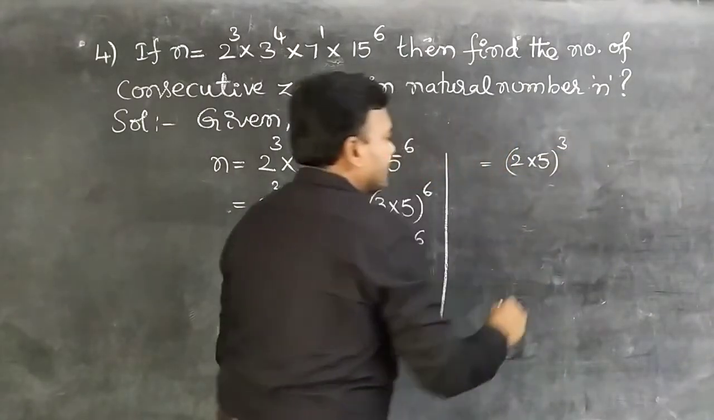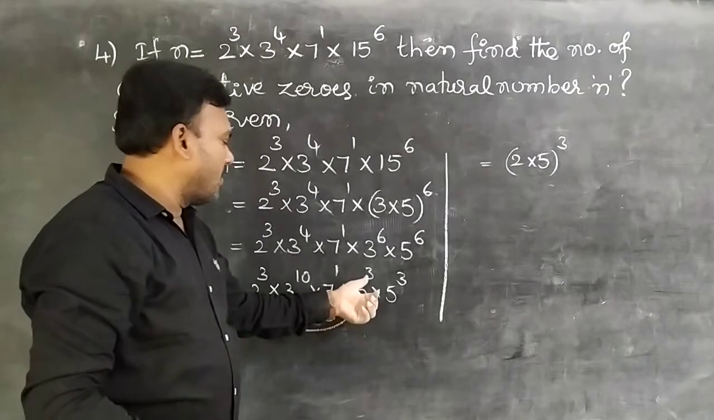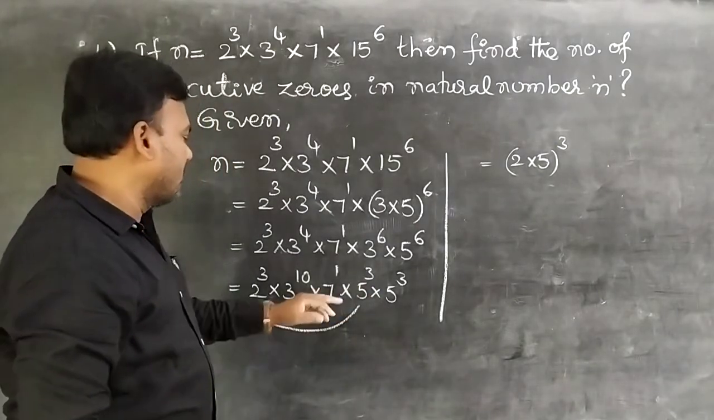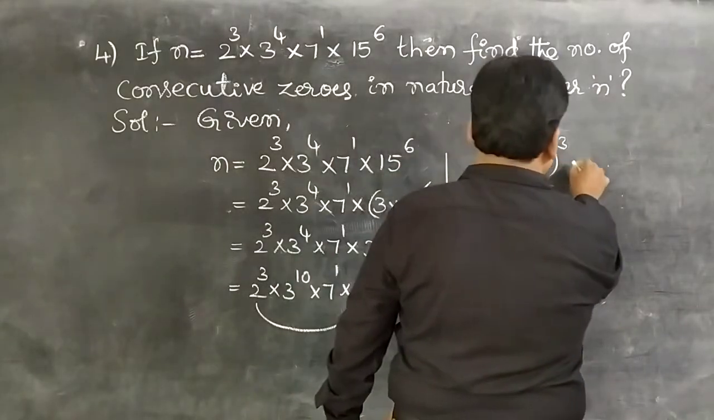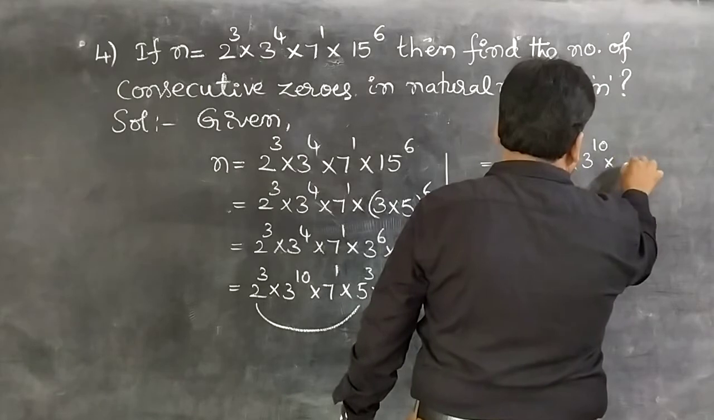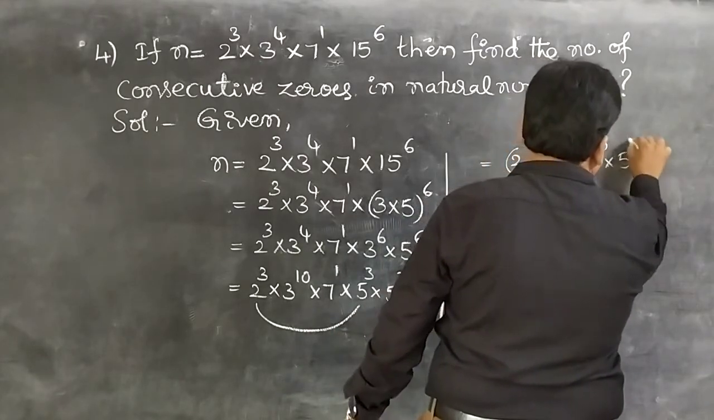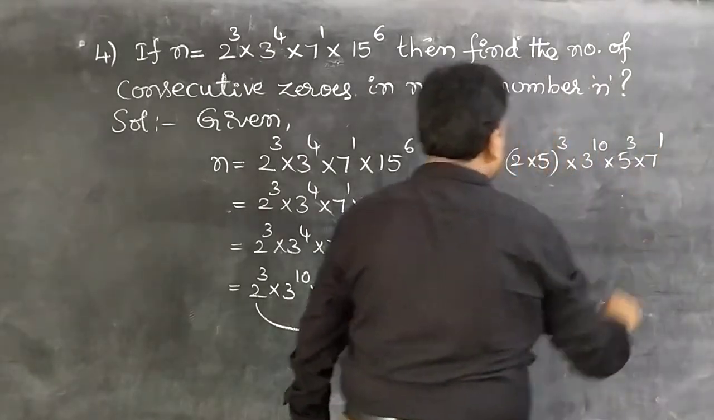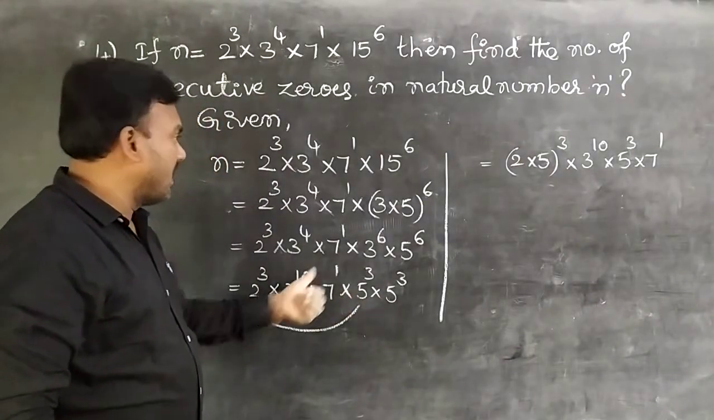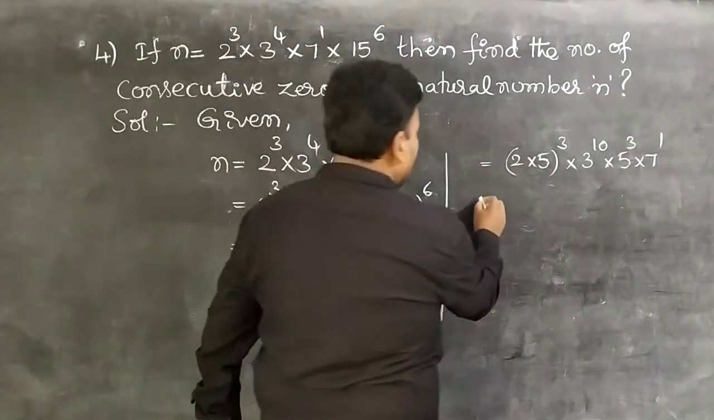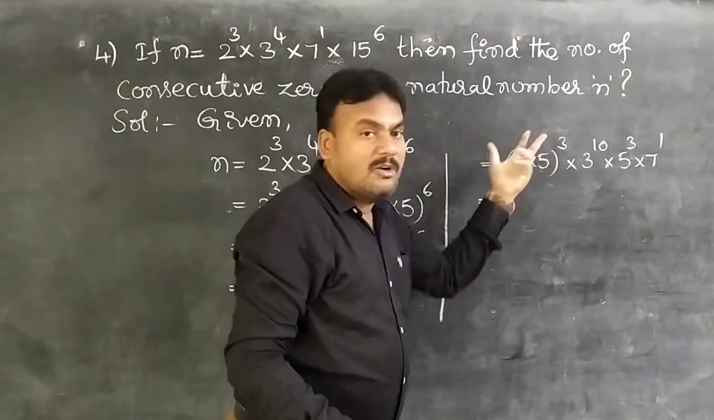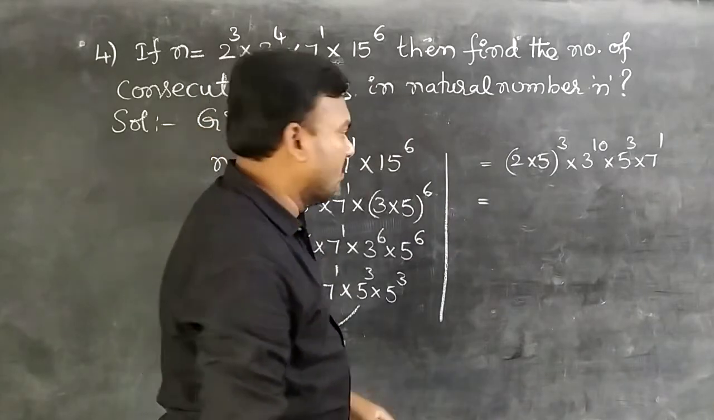Is it any problem? So a power m into b power n is nothing but a into b whole power n. Okay? Right. Remaining, students: 2 into 5 whole cube into 3 power 10, next 5 cube into 7 power 1. These two are matching, students. So that implies 2 into 5, that is 10. 10 cube value how much? 1000. 10 cube value is 1000.